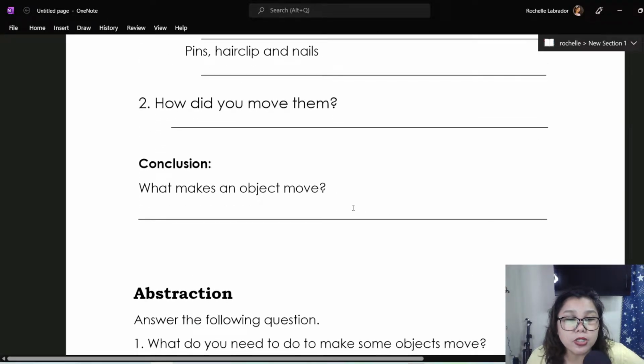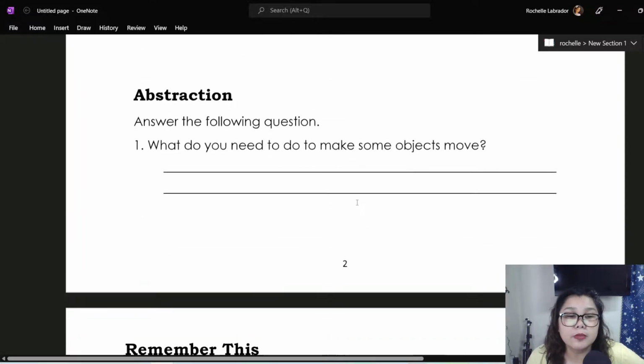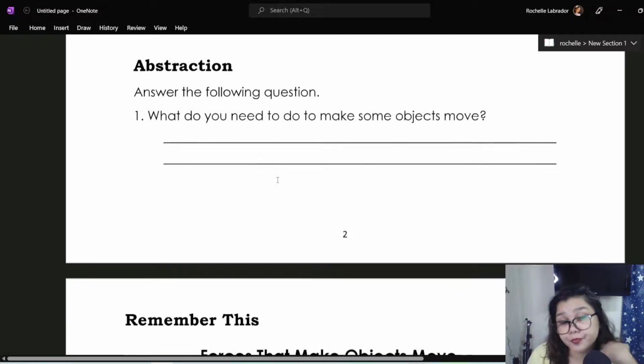And then, conclusion, what makes an object move? So, how does it move? Okay. Next, abstraction. Answer the following question, only one. What do you need to do to make some objects move? So, you should answer this question, not the directions.